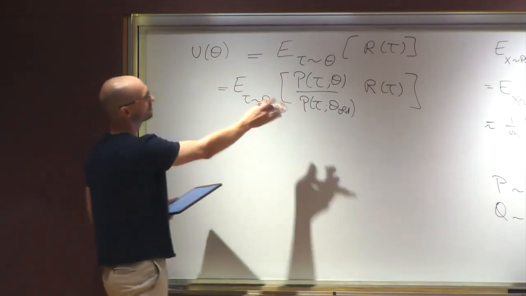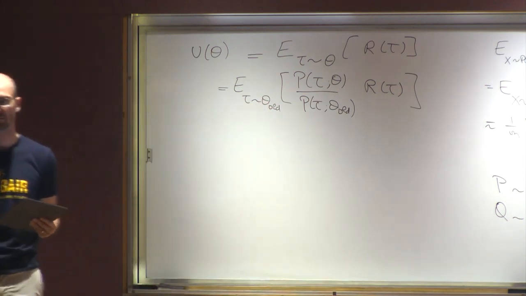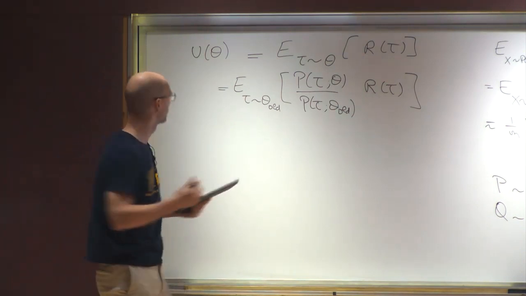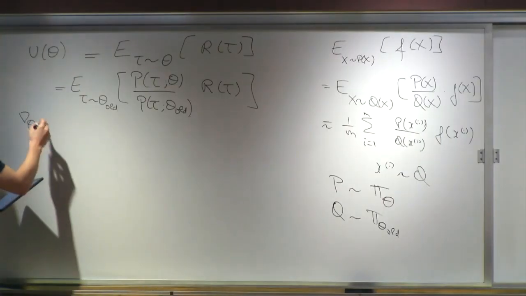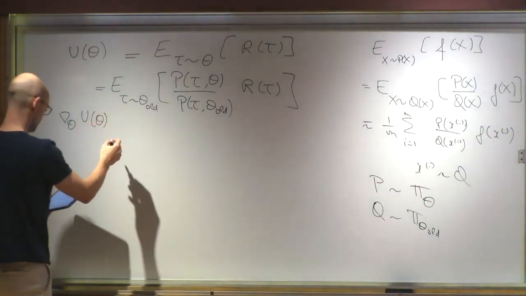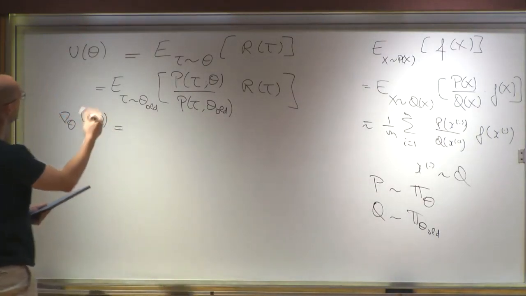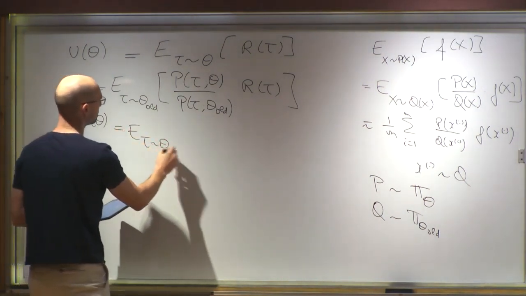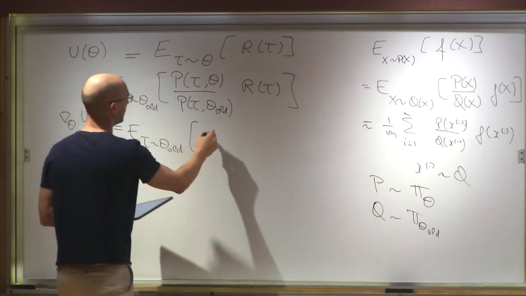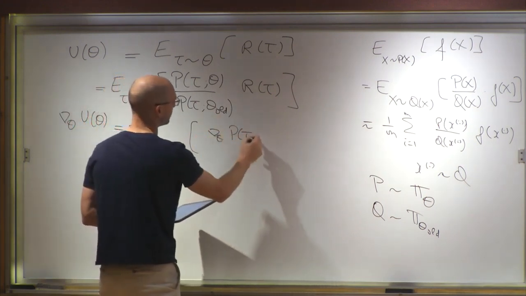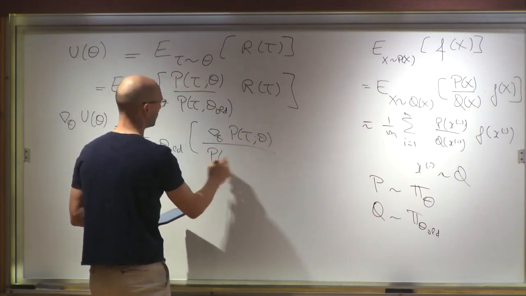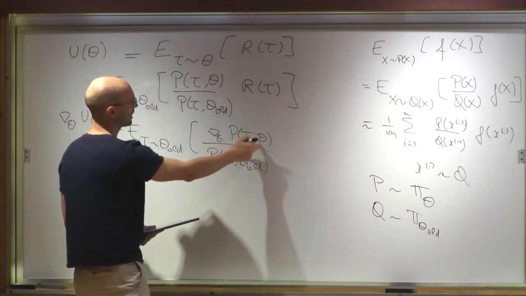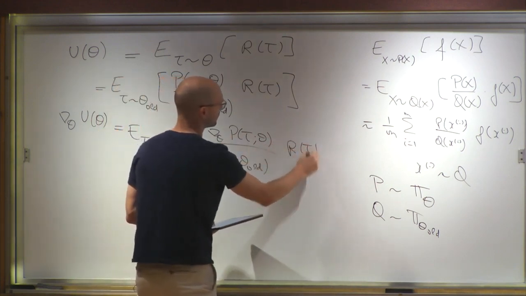We can now say, okay, if this is the objective we're optimizing, we're trying to find the best pi theta. The first thing we should do is compute a gradient, so we can take a step in the right direction. So what's our gradient with respect to theta of U theta? Well, it's equal to swapping the gradient of the expected value with the expected value of the gradient. So the expected value, tau according to theta old, of the gradient with respect to theta of P(tau theta) over P(tau theta old). This is a different theta. The gradient doesn't affect this one. This is the actual theta. Then R of tau.